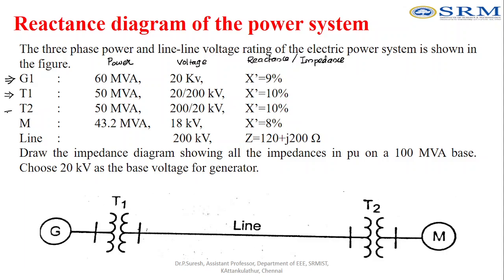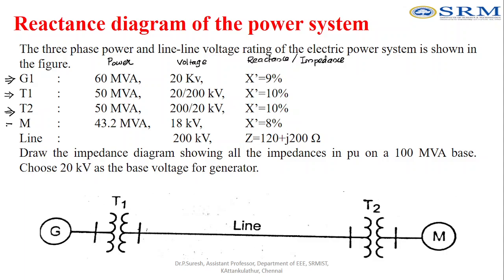And similarly the third component, transformer 2. Again for transformer 2, the power is given as 50 MVA, and then the voltage is 200 bar 20 kV. So 200 is the low voltage side, 20 is the high voltage side. Okay, so here we can see the transformer is a step down transformer. So 200 bar 20, and also the reactance value is given as 10%.